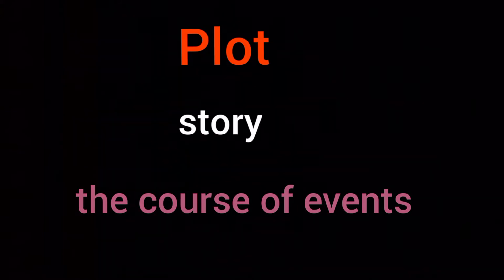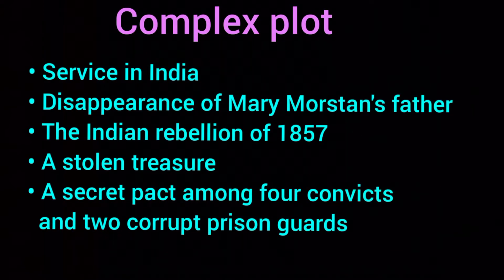Dear students, what is the plot of the novel? Plot means story. Plot means the course of events that makes up the theme. This novel has a complex plot, means there are many subplots. Which are the subplots in this novel? Service in India, disappearance of Mary Morstan's father, the Indian Rebellion of 1857, a stolen treasure, a secret pact among 4 convicts and 2 corrupt prison guards. Let us see the plot of the novel.